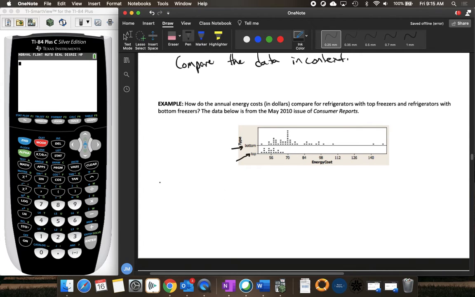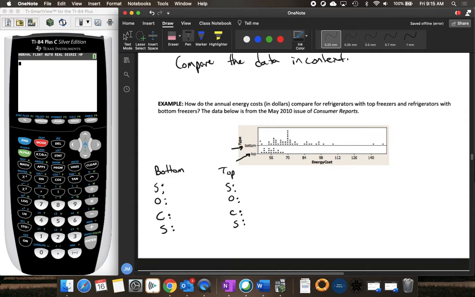So let's do this first. Let's go ahead and just do a simple SOCS analysis for both, and then we'll write a comparison in more paragraph form. So we'll use this for the bottom freezer setup. We'll also do one for the top freezer setup. So again, SOCS. Okay. Talking about the bottom freezers first, that's this data on top.